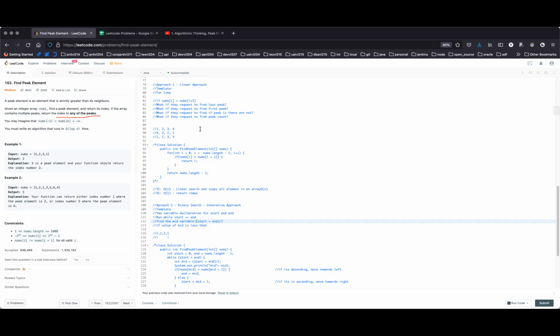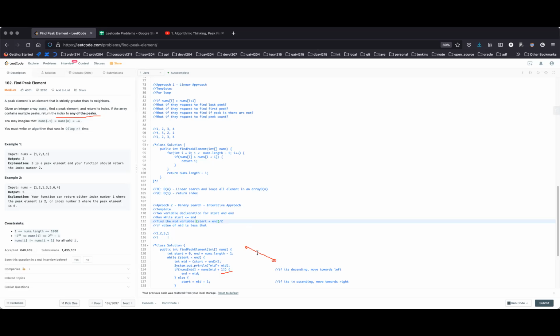Now, in the same lines, if you consider that to be any peak, this condition right here says nums of mid is greater than nums of mid plus 1. If we plot these points, it should look something like this, right? So why are we still looking towards the left side? We're going to the left because end is mid here. Why can't we just return the result here?